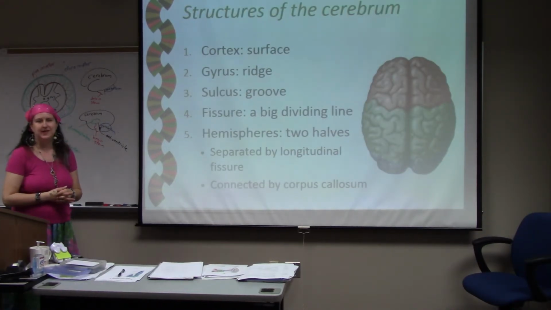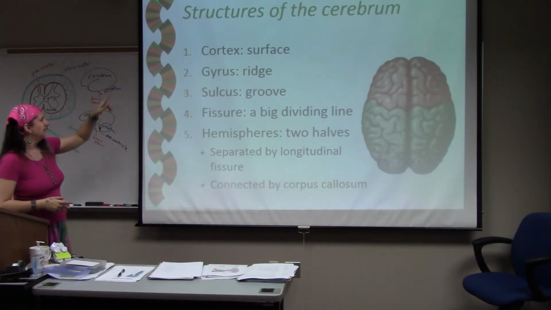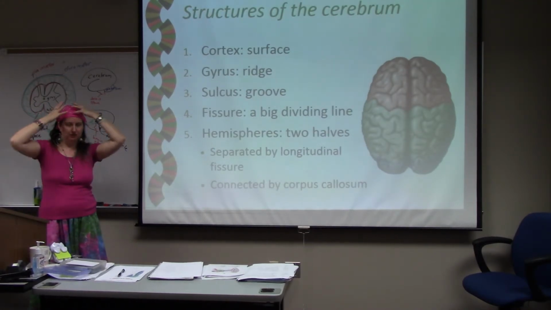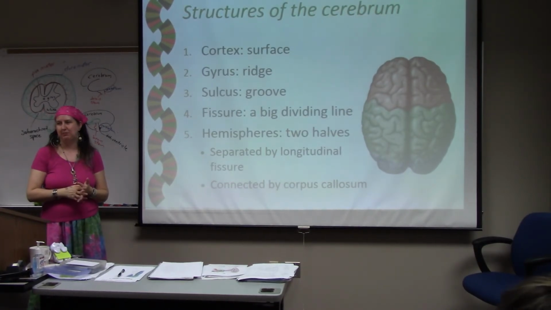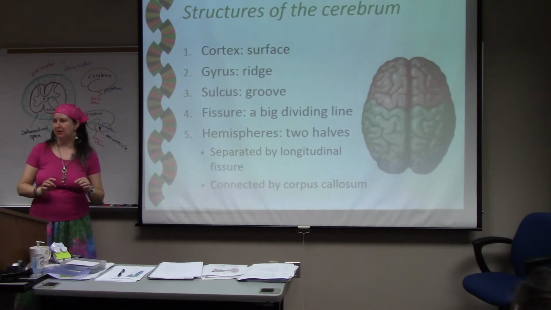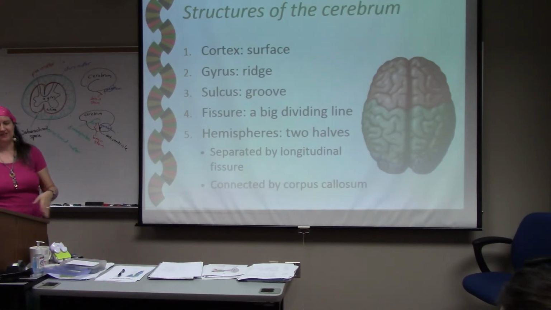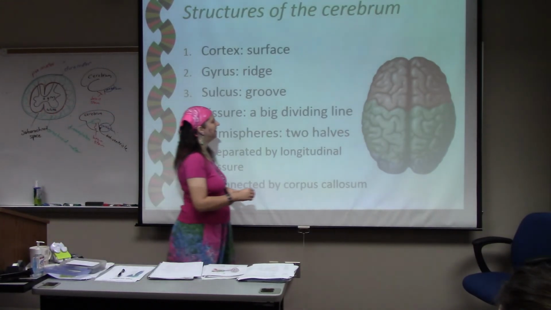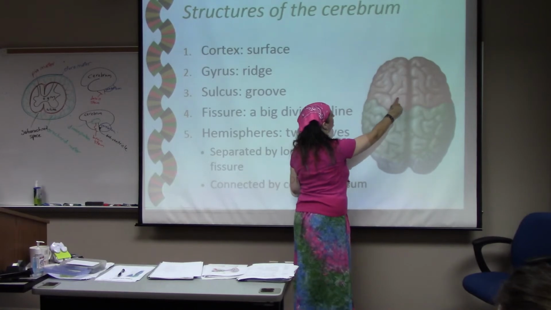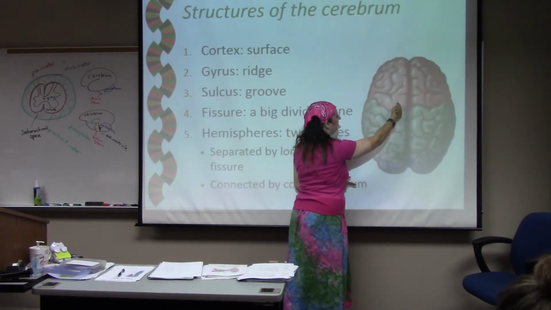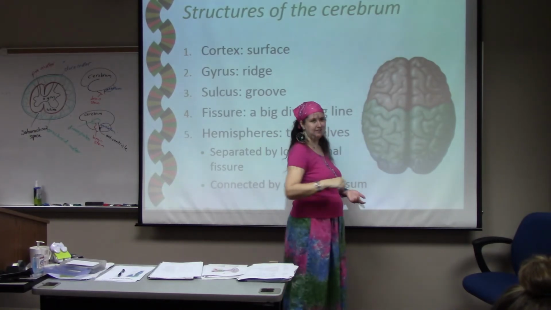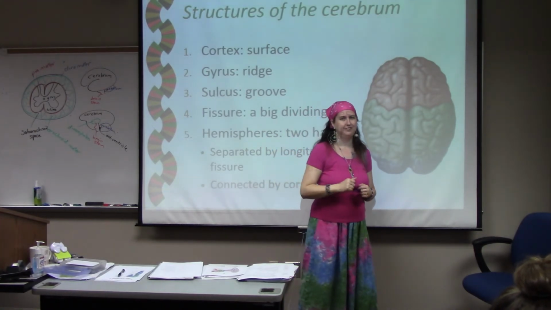So we start with the cerebrum. I mentioned the cortex, that's the gray matter at the surface. Cortex means rind, and next semester in A&P2, you're going to see a lot more organs that have a cortex. The ridges are called gyri, singular is gyrus, and then the grooves are sulci, singular is sulcus.